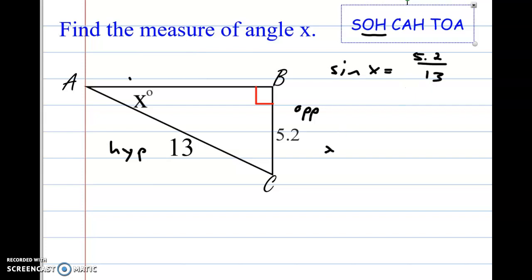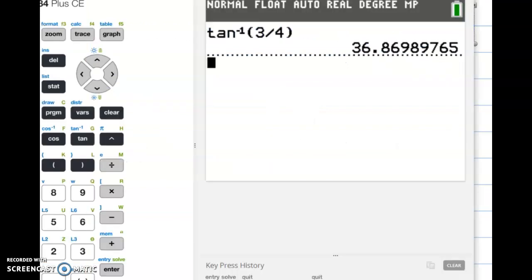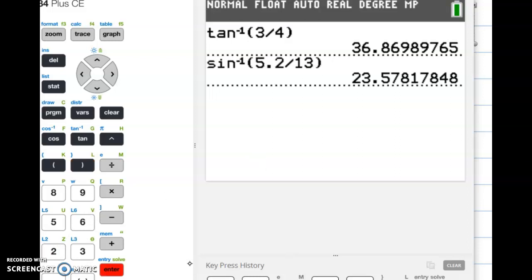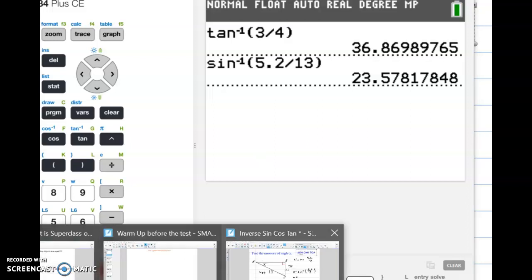And then again, to find x, I just have to do inverse sine on my calculator. So sine minus 1, 5.2 over 13. Right? And so this should be something like 30-ish degrees, right? So we'll do it on our calculator here quick and check. Sine minus 1, 5.2 divided by 13. And so we get, I was off a little bit, but about 23.6 degrees.